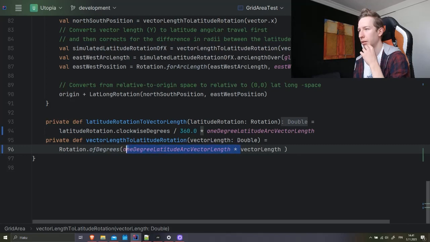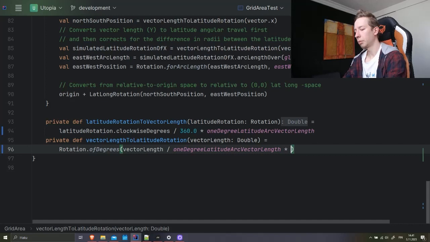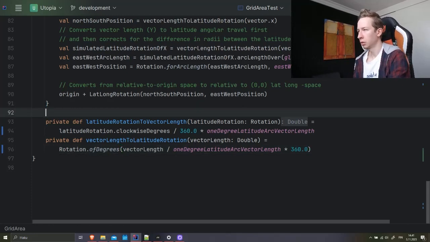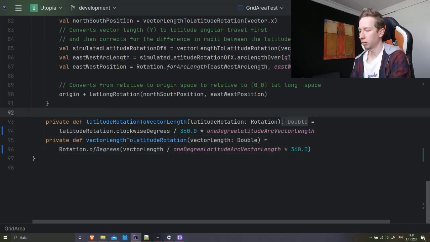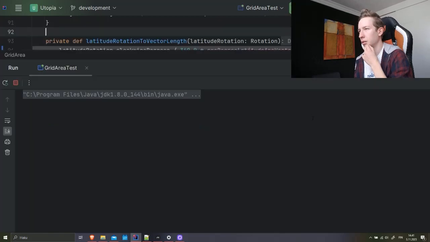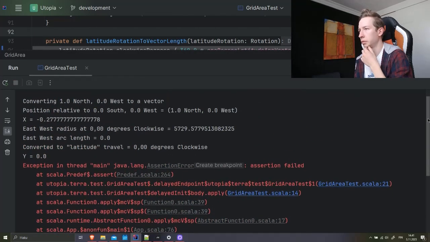So we divide by this, and then multiply it by 360, and then transform it into rotation. Okay. So divide, multiply, multiply, divide. Should be in the right order. Okay. Now things should break, right? Yeah, good.